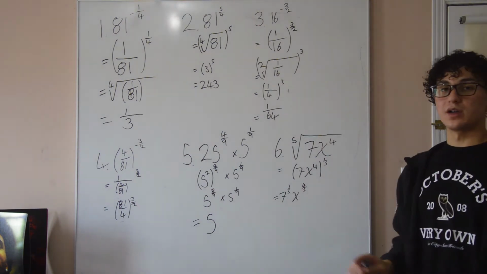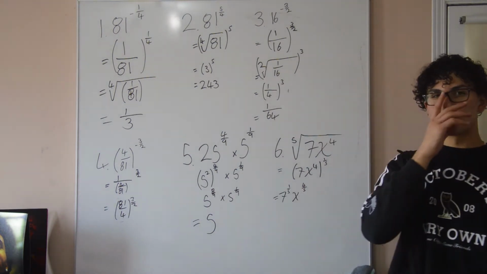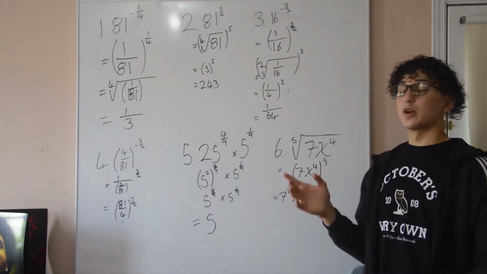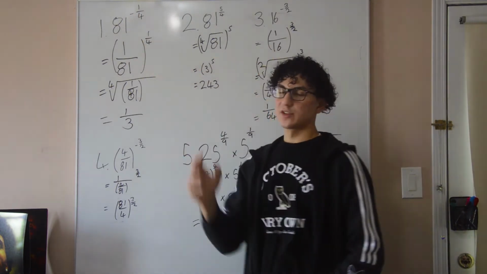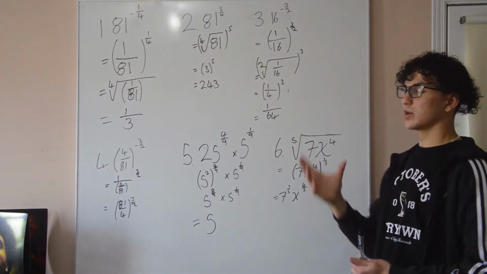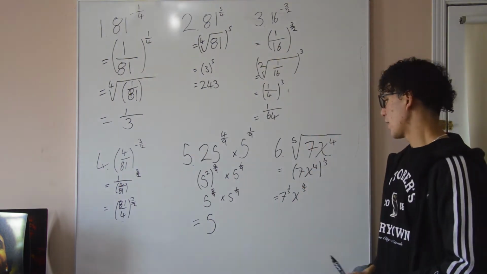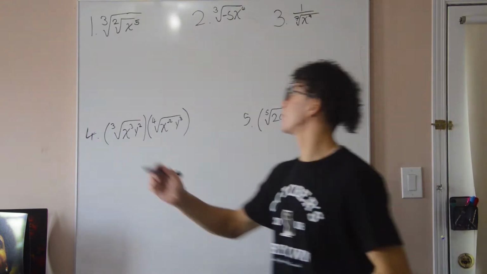When we're doing exponent laws and when we're simplifying, our final answer can't have negative exponents. That's the whole point of simplifying it. Anyway, let's move on to the next one.